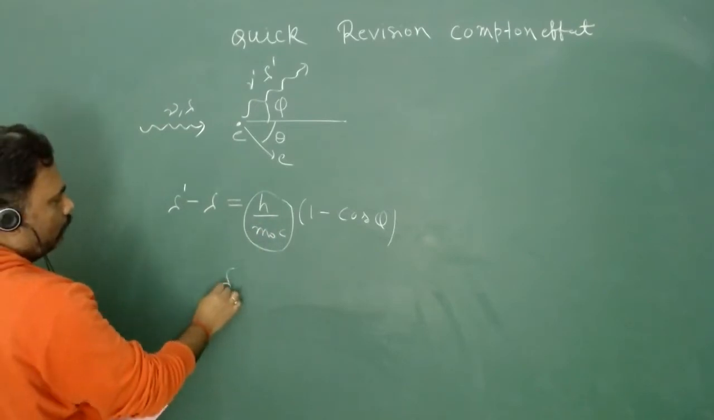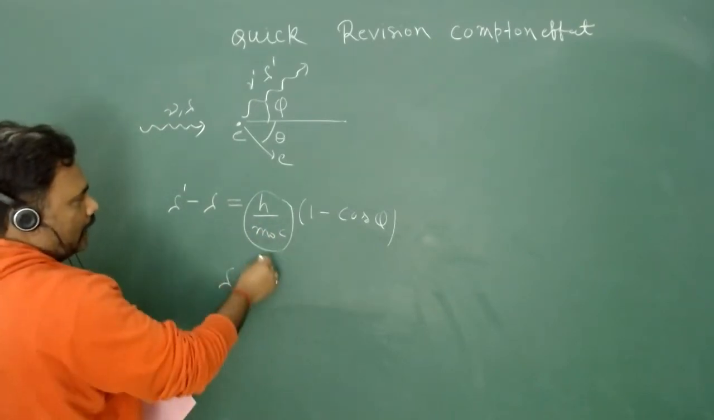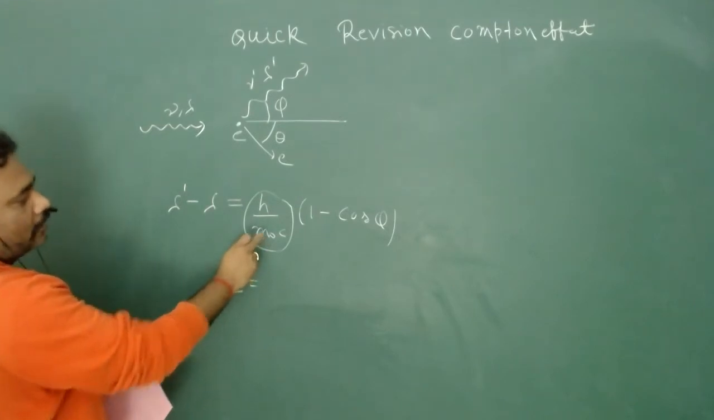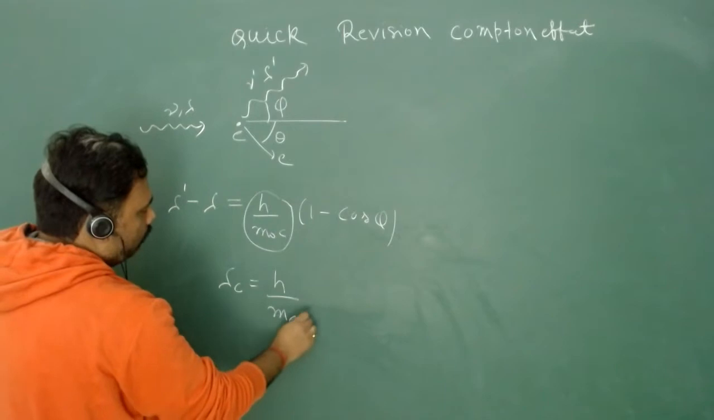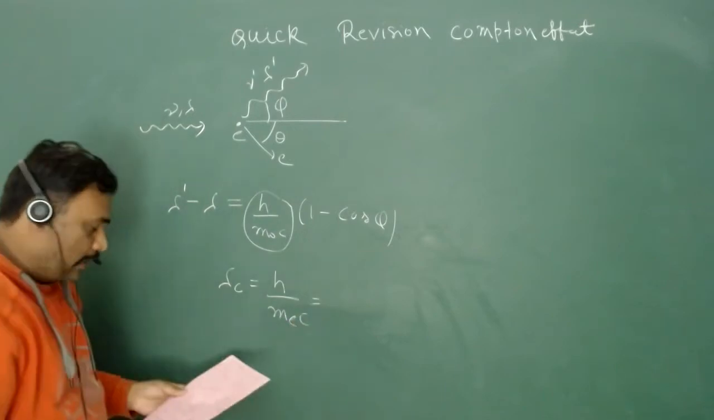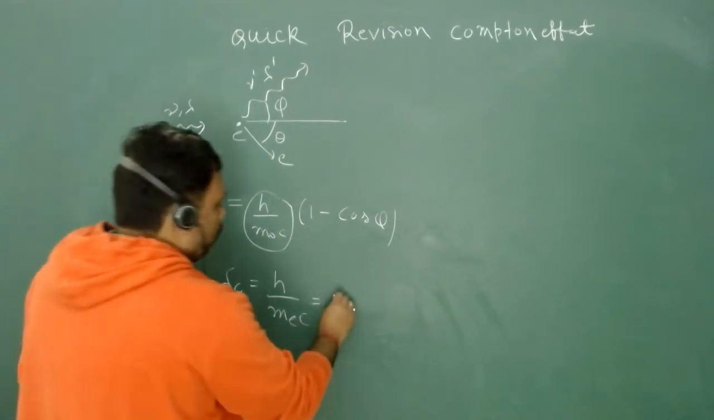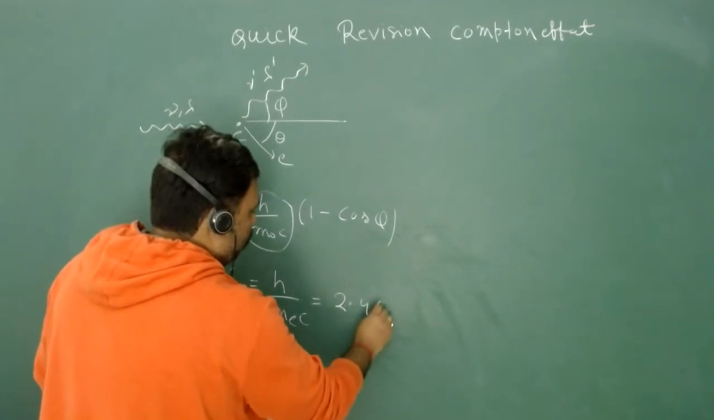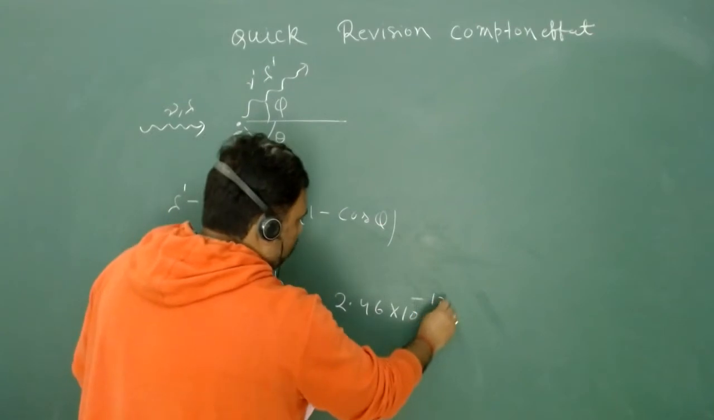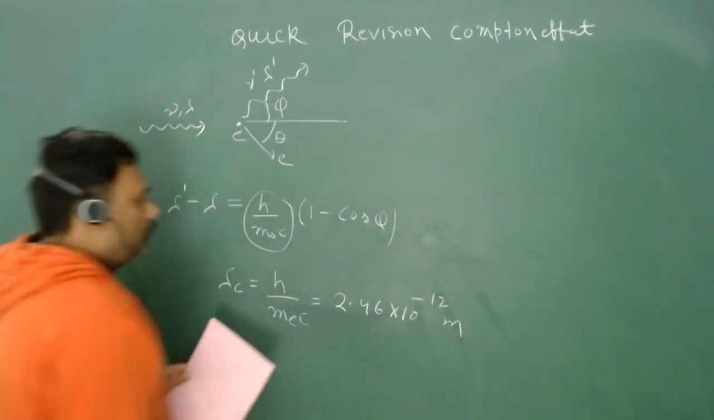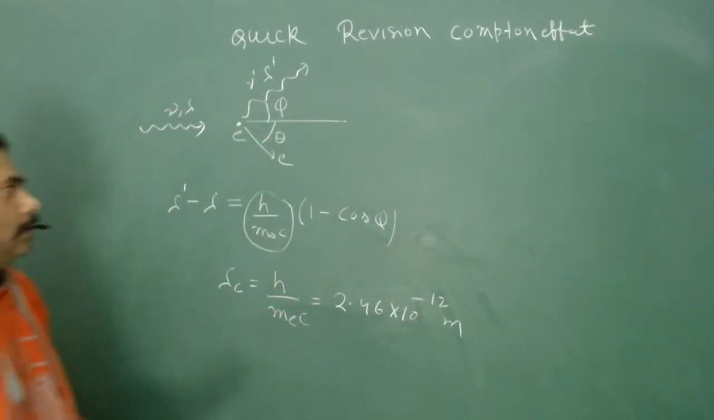So this is a very important formula, and here you also have to remember this particular value. Sometimes this value is written as lambda c, where h is Planck constant and m is the mass of the electron. So h upon mass of electron into c, and this value you have to remember: 2.46 into 10 to the power minus 12 meter. So this is one thing you have to remember.